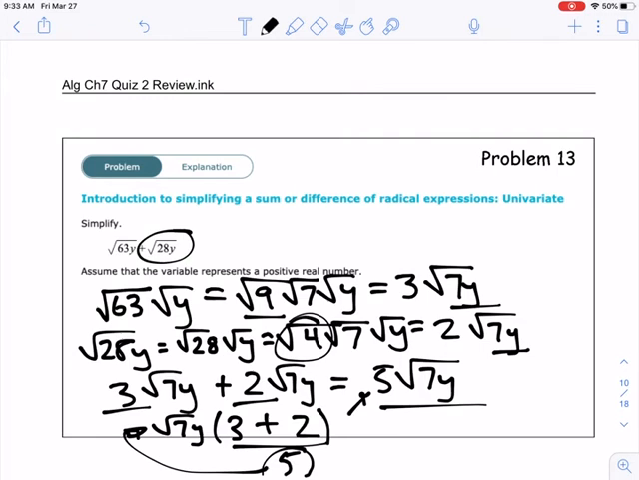So that's why that works. That's why we can do that. So hopefully these problems are making a little more sense for you. The next video will start with problem 14.